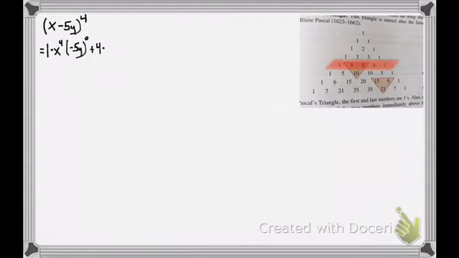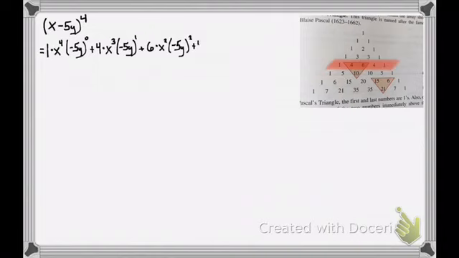The next coefficient in Pascal's triangle is a 4. We drop 1 from the x to make it x to the third, and then the negative 5y, not just 5y, the negative 5y increases to a power of 1. Our next coefficient is a 6. X is going to drop a power, x squared. The negative 5y is going to increase by 1 power, and so that'll become negative 5y squared.